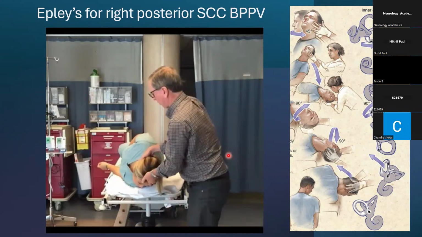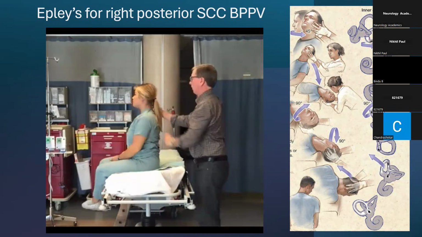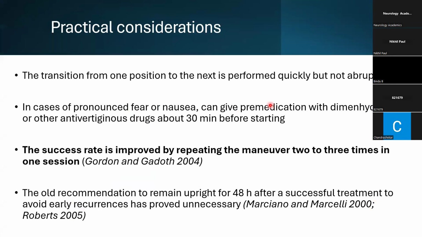So as shown in this picture, while doing all these steps, these otoconial debris move from here and finally end up in the crus. So it ends up in the crus and into the utricle, and that's how we treat with Epley's. One important thing is that the transition from one position to the next should be performed quickly, but not abruptly. We should not just drop the patient.